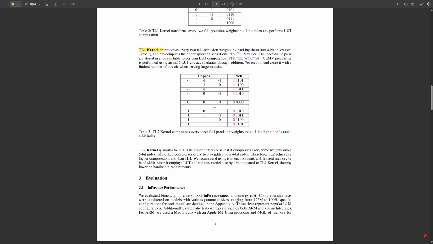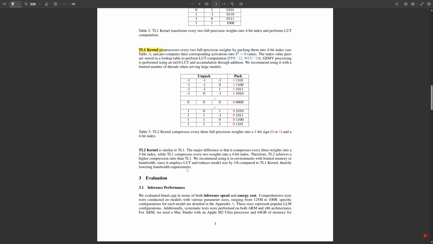Now, what about TL2? How does that push efficiency even further? TL2 builds on TL1's core idea, the lookup table, but it pushes the compression even harder. Its key advance is packing triplets of weights into just a single 5-bit index. 3 weights in 5 bits. How does that work? Well, that 5-bit index cleverly includes a 1-bit sign. By encoding more weight info into a smaller index, TL2 gets an even higher compression ratio than TL1.